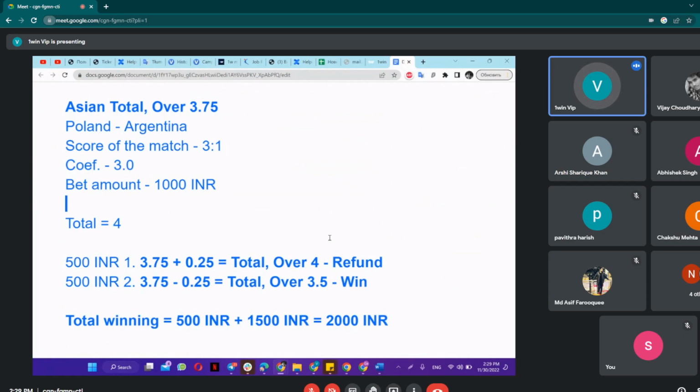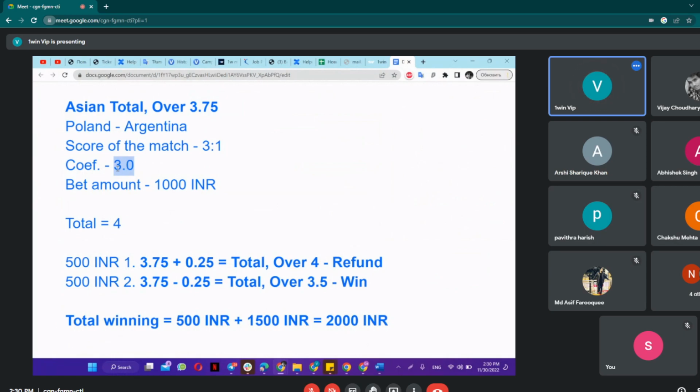For example, a client is texting you: Hi, I placed a bet on Asian total over 3.75. I can see that the total is 4, so I should win the bet and receive 3,000 rupees, because the bet amount is 1,000 rupees and the coefficient is 3.0. I received only 2,000. Your website is scamming me, doing wrong calculations. I will not continue playing until you give me the rest of the amount. My 1,000 rupees I deserved, I won, and I need to receive it on my account.